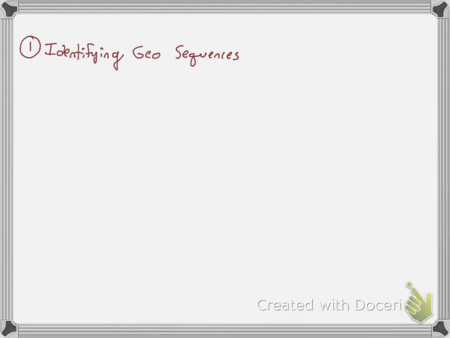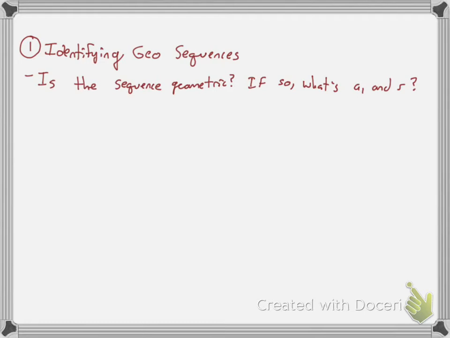So first, let's just work on identifying a geometric sequence. Is the sequence geometric? If so, what is our first term and our r value? So remember here, similar to when we did arithmetic sequences, we were looking for a very specific kind of pattern, specifically if we were adding a number every time. Here we're looking if we're multiplying a number every time.